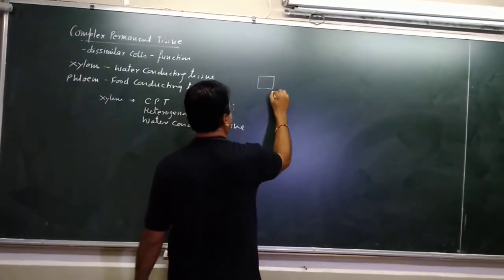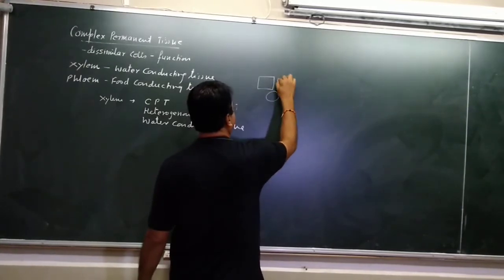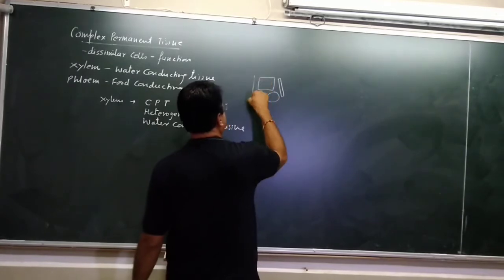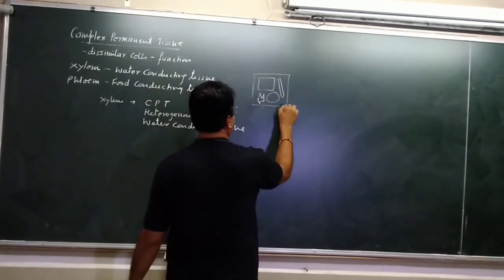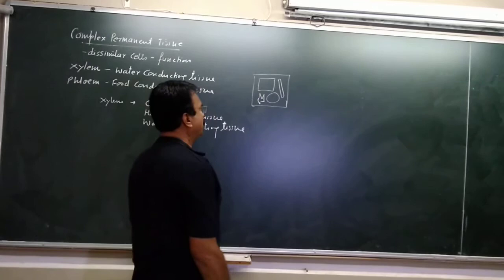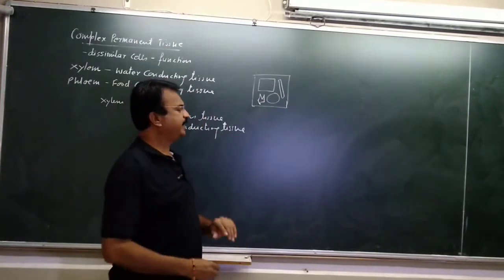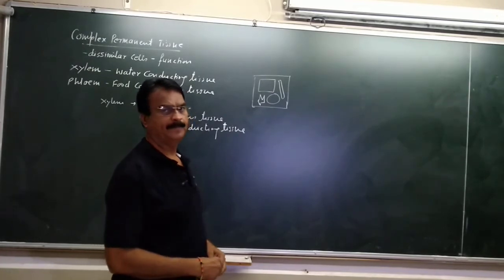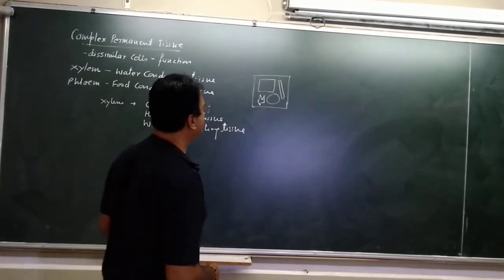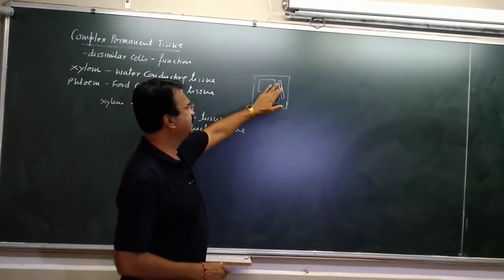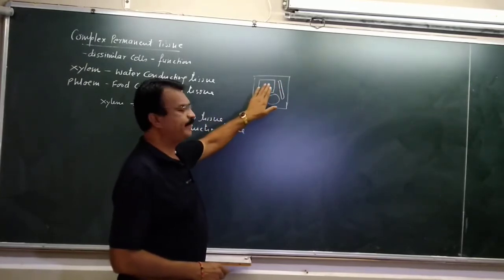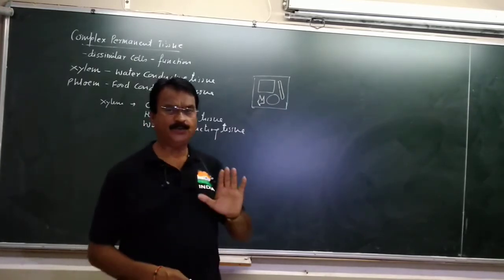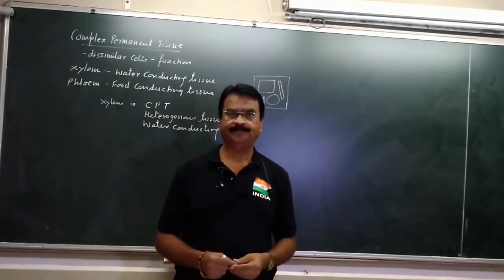One cell may be rectangular, another may be oval, a third may be rod-like, a fourth may be star-shaped. And when these different types of cells come together to perform one function, that type of tissue is called complex permanent tissue. So complex permanent tissue can be defined as a group of dissimilar cells performing a common specific function.